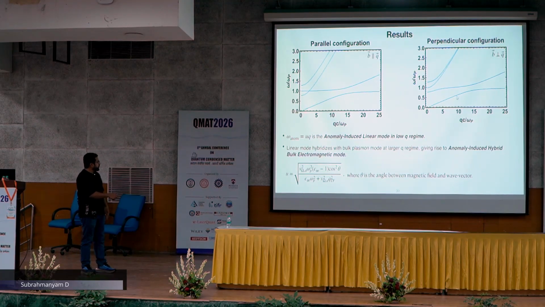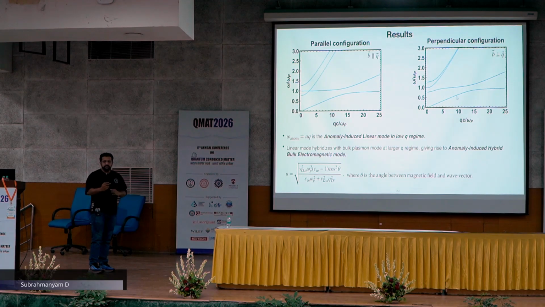So we get a new mode because of these chiral density oscillations at low energy, which is linear, and then it starts an avoided level crossing or level repulsion with the existing plasmon mode, and hence we coin this as the anomaly induced hybrid electromagnetic mode. We can see the anomaly induced hybrid electromagnetic mode is highly dependent on theta, where theta is the angle between the magnetic field and the wave vector.